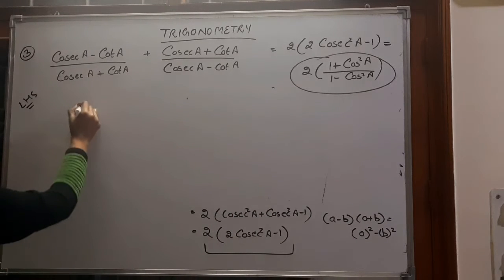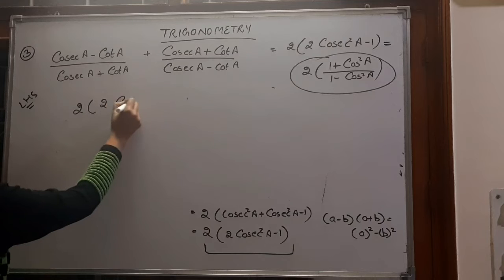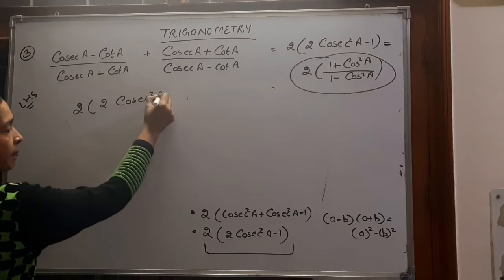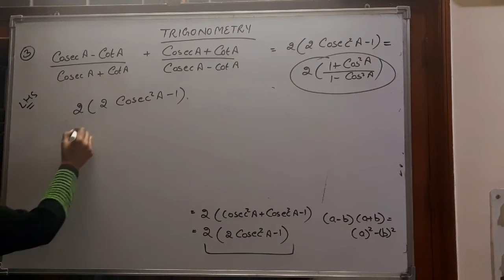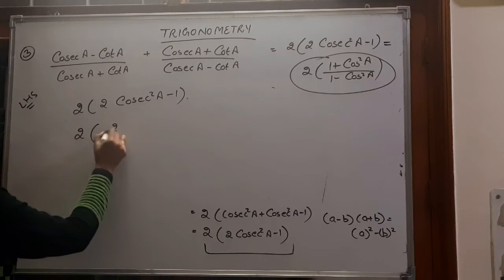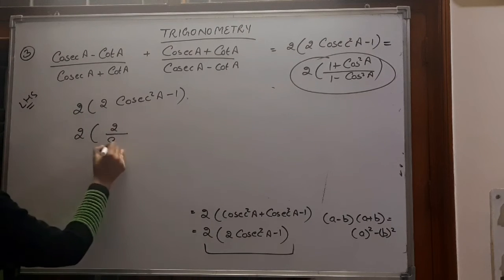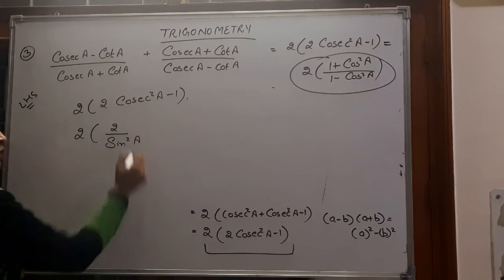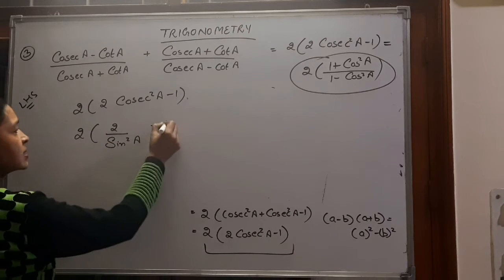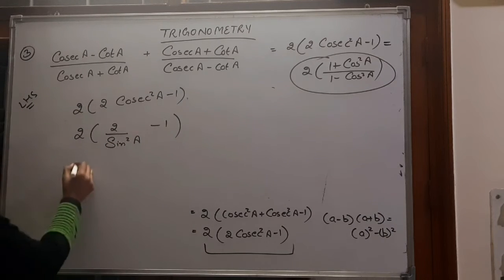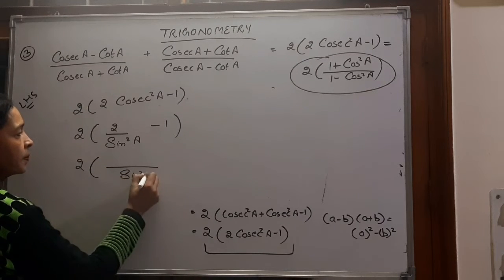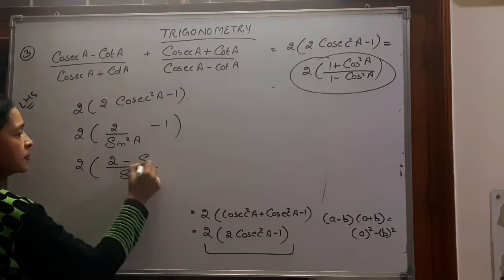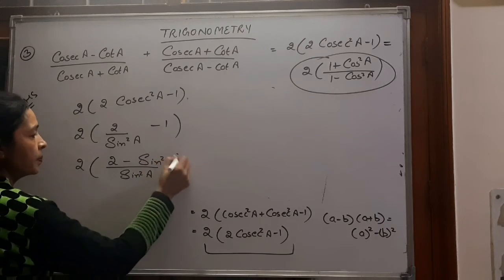Our result was 2 times 2 cosec square A minus 1. This was our result. Now what is cosec? Reciprocal of sine. 2 upon, in place of cosec square A we can write 1 upon sine square A minus 1. 2 times, LCM is sine square A. We have 2 minus sine square A.